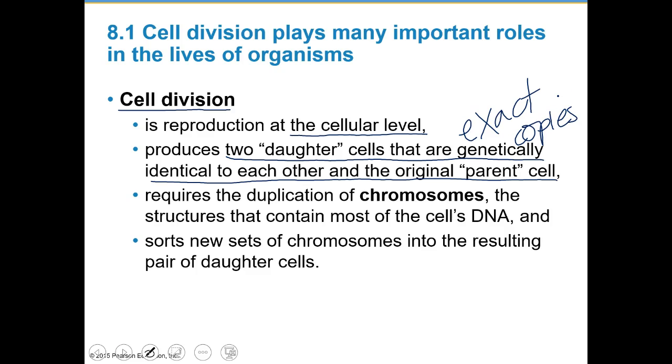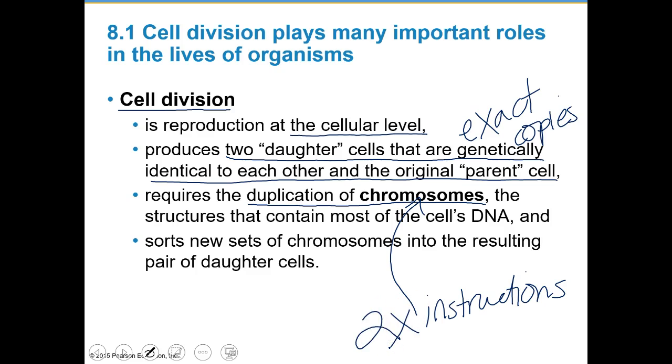When we do that, we actually have to duplicate the chromosomes. So we have to make copies of the chromosomes, our instructions. Remember that from the cell part. In order to do this, we've got to copy those instructions so we can make two functioning, normal working cells with two times the instructions, one for each cell. The structures that contain most of the cell's DNA are the chromosomes. This sorts new sets of chromosomes into resulting pairs of daughter cells. Chromosomes have the DNA, so they're doing the controlling of the cell. Think about the whole nucleus thing. That's what their whole thing is for.